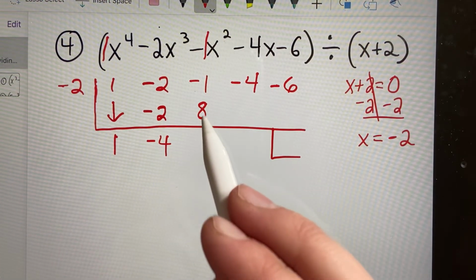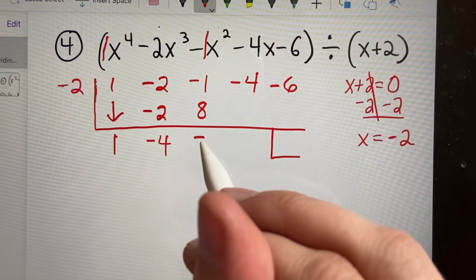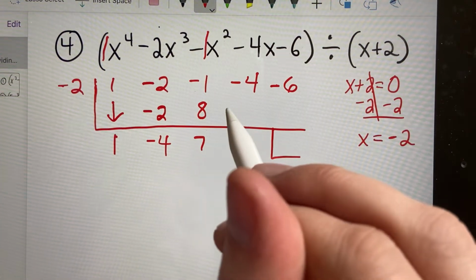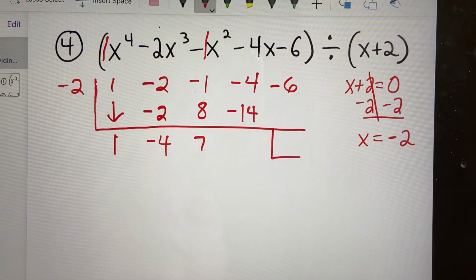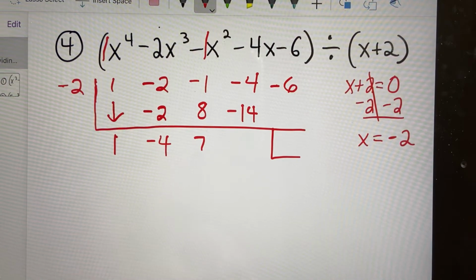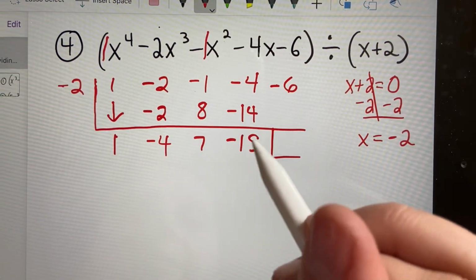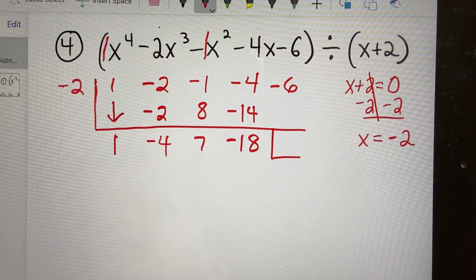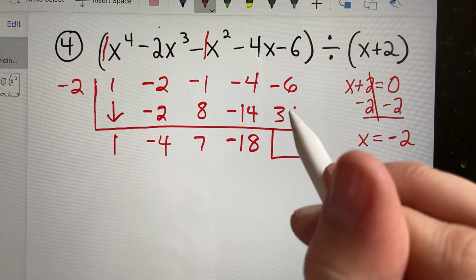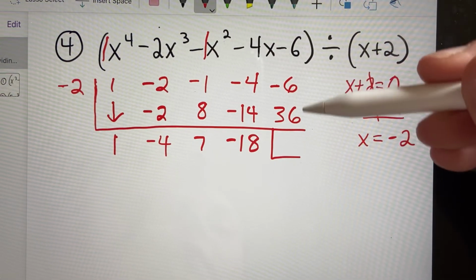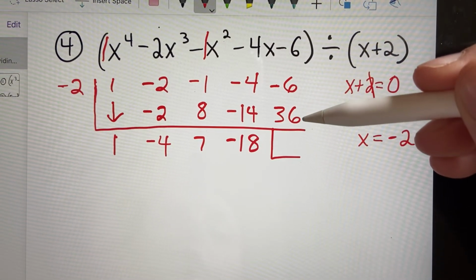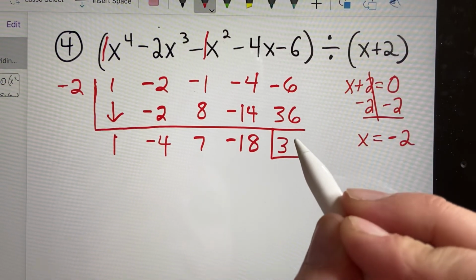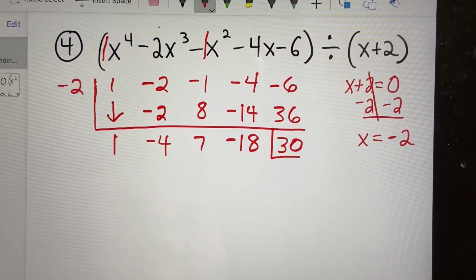You guys know that's really like 8 minus 1, right? So that's 7. Then multiply negative 2 times 7. That's negative 14. Make sure you write it underneath the negative 4. And then add negative 4 plus negative 14. That's negative 18. And then this is our last multiplying step. Negative 2 times negative 18 is positive 36. And then finally add negative 6 plus 36, which is 36 minus 6. That's 30. That's the remainder. We do have a remainder on this one.